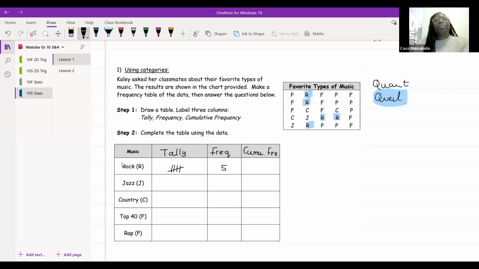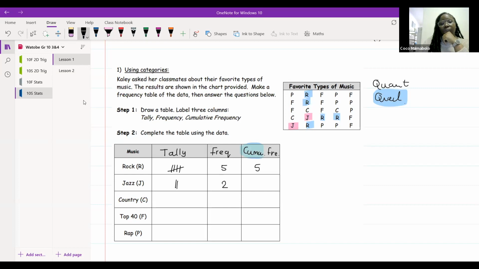Gift, we calculate frequency by adding up how many of the same thing we have. So in our cumulative frequency column, we're going to put 5 over here. Cumulative means as it accumulates, so all of it added together, right? The next one is jazz. Let's count how many kids said they like jazz. 2 of them said they like jazz. Now, what are we going to write in the cumulative frequency box, Tiana?